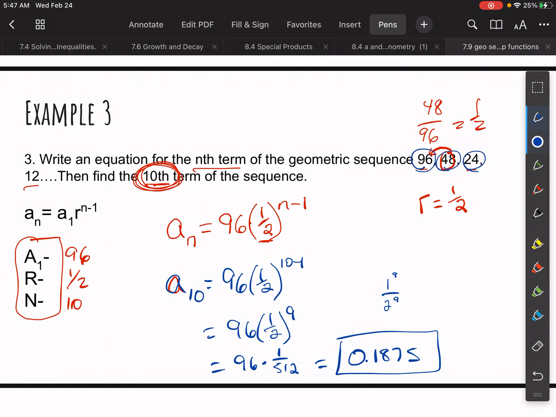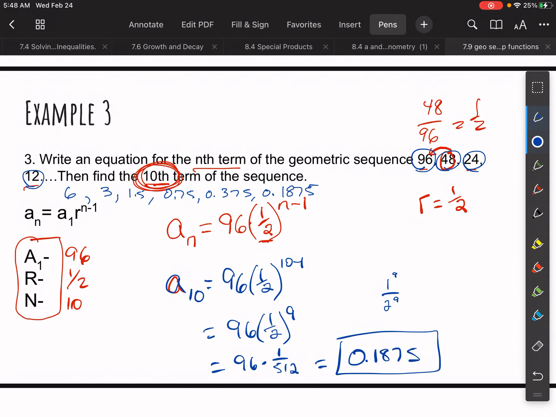If you're on a test and you want to test this, we already know term 1, term 2, term 3, term 4. The 5th term, if we cut that in half, would be 6. The 6th term, cut that in half, would be 3. The 7th term would be 1.5, and the 8th term would be 0.75. Then the 9th term would be, let's see, half of 75 is 0.375, and half of that would be my 10th. So you can test it like that as well.